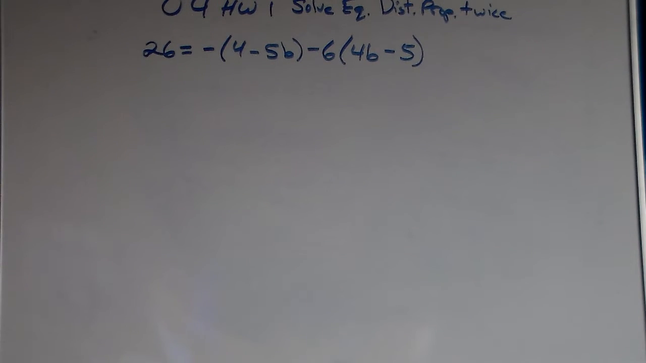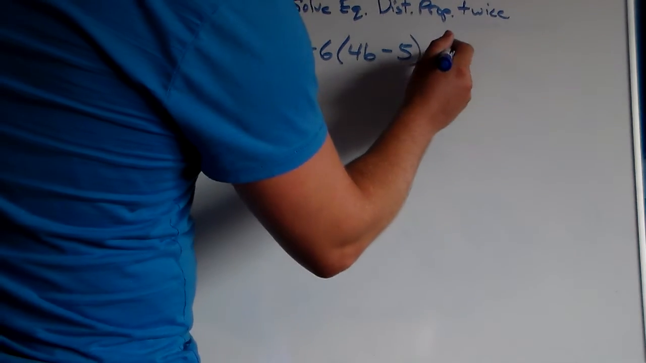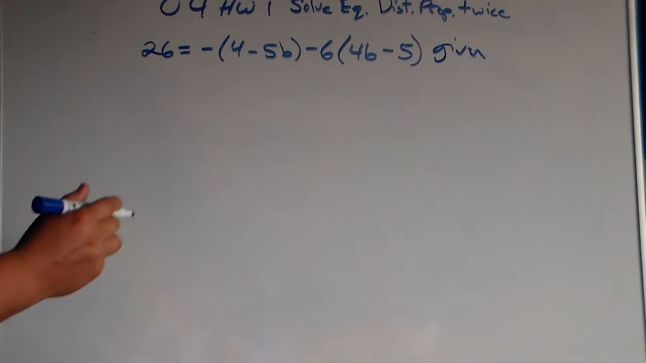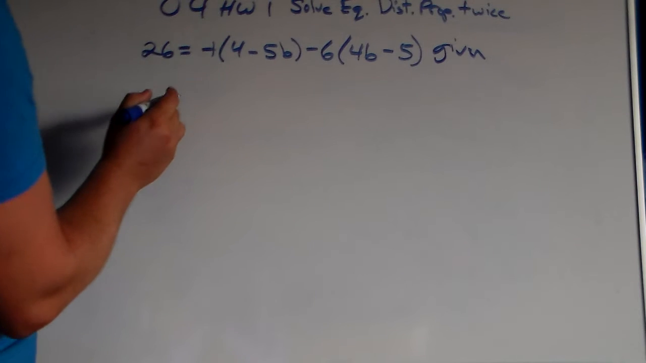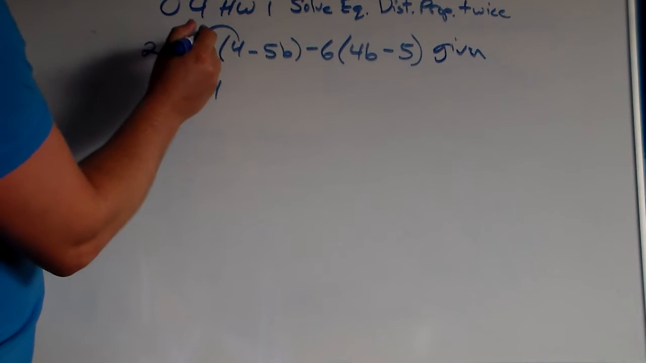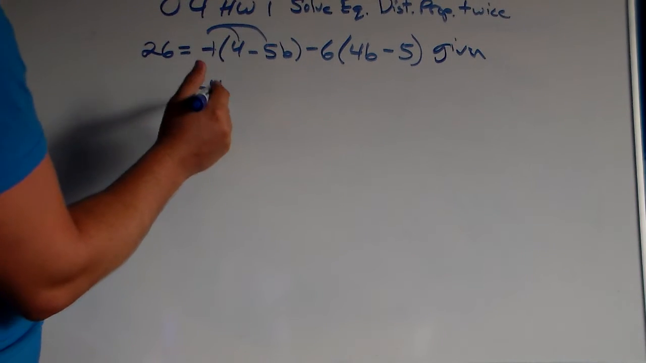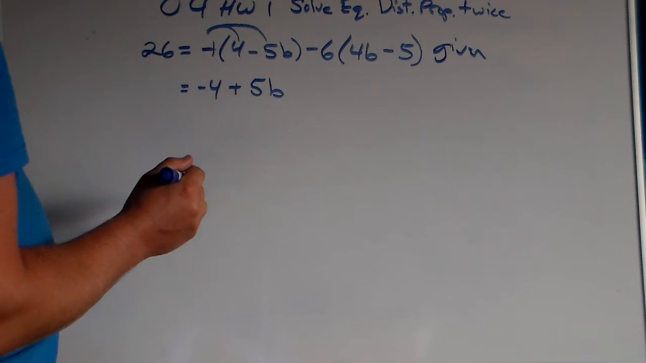Next up here is problem number 2, which we have 26 is equal to negative (4 - 5b) minus 6 times (4b - 5). This is our given equation, so we're going to write given. First thing we're going to do is distribute. Now this negative is really just a -1 times. So -1 times 4 gets us -4. Then -1 also has to be multiplied to the -5b. So -1 times -5b gets us positive 5b.